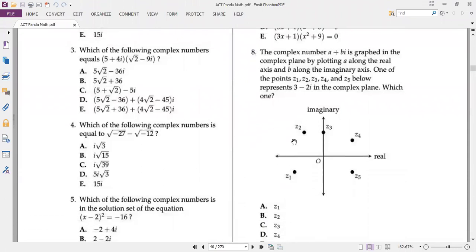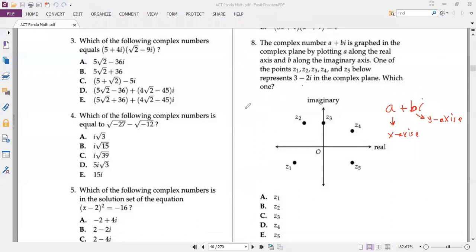Number 8, the complex number. By the way, we represent a complex number as a plus bi. The real part looks like the x-axis, the horizontal axis. The imaginary part is represented by the y-axis. Great. So he is asking here about this complex number. This part looks like x. So x positive is the first or fourth quadrant.